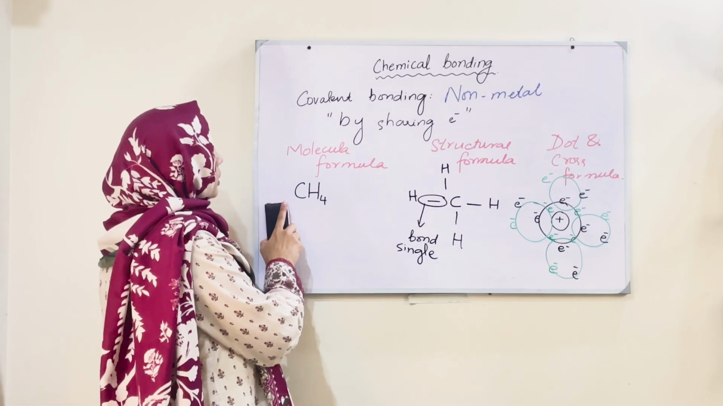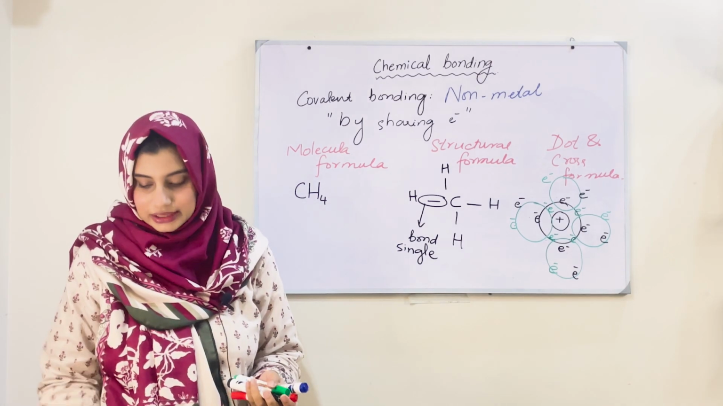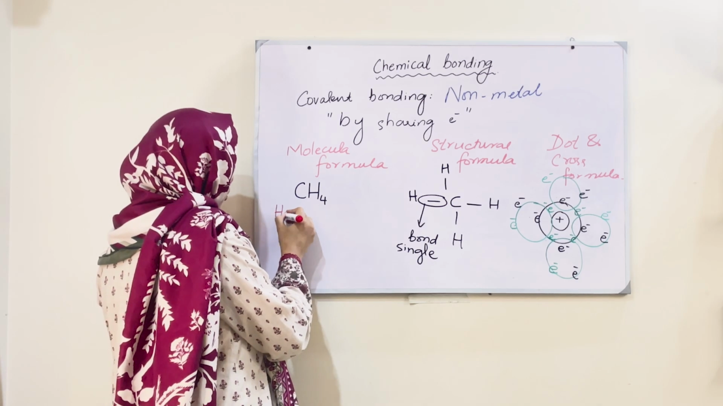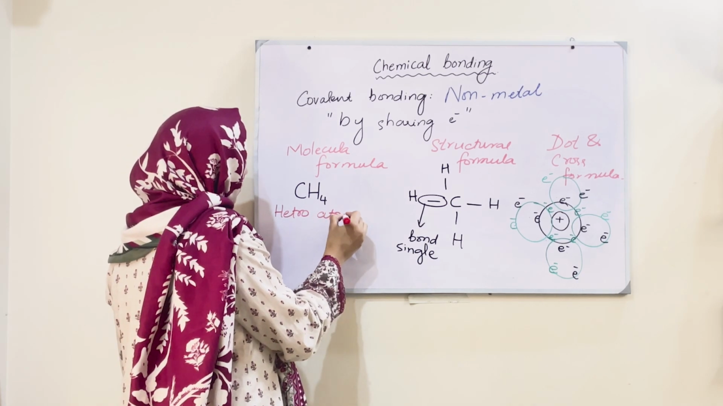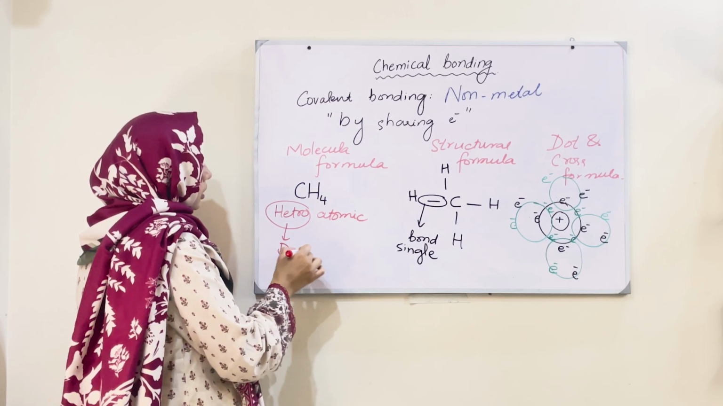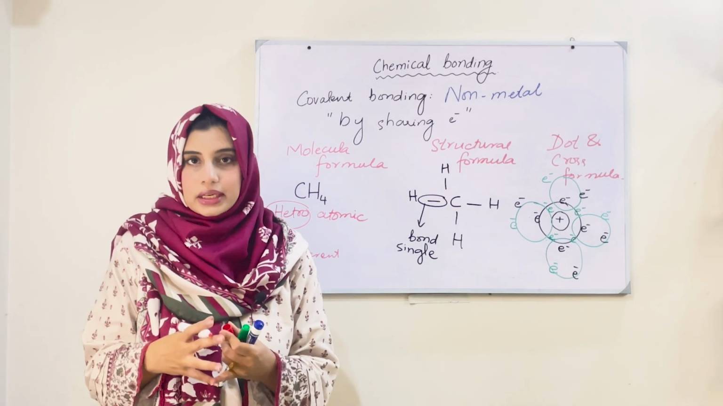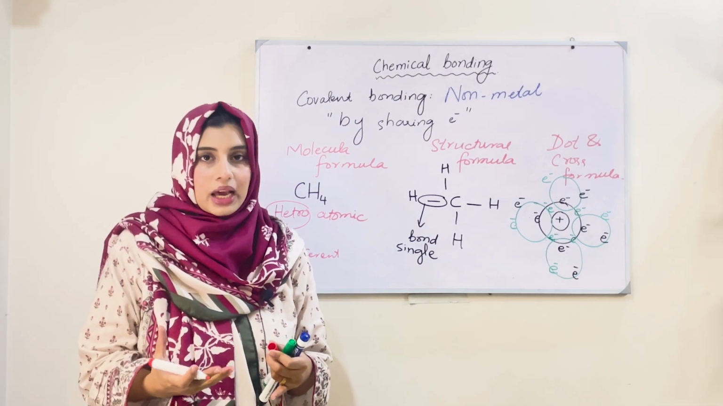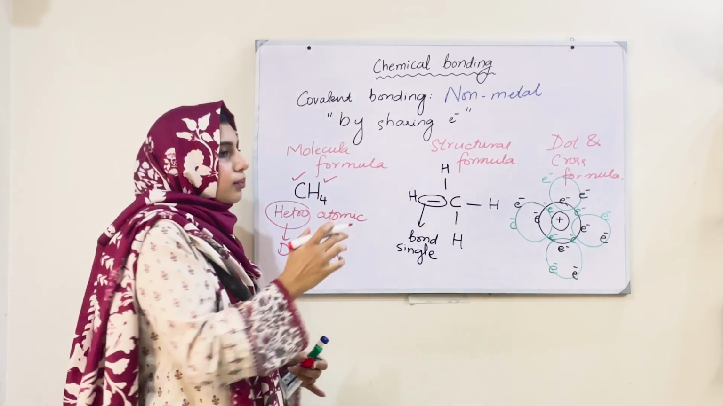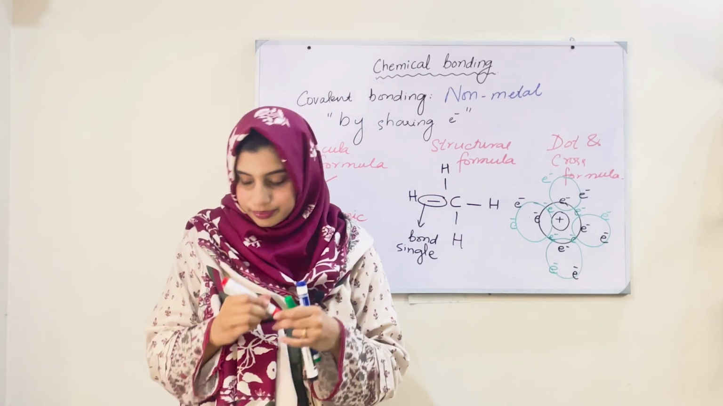Another very important example: this was a heteroatomic example. What is heteroatomic? Hetero means different. So different atoms or different elements, when combined together and forming a compound, is known as a heteroatomic compound. So we have carbon and we have hydrogen. Both of them are different, so this compound is heteroatomic.